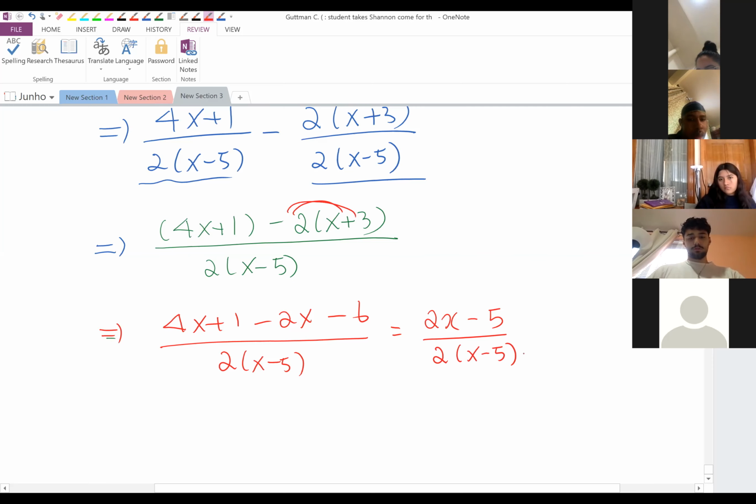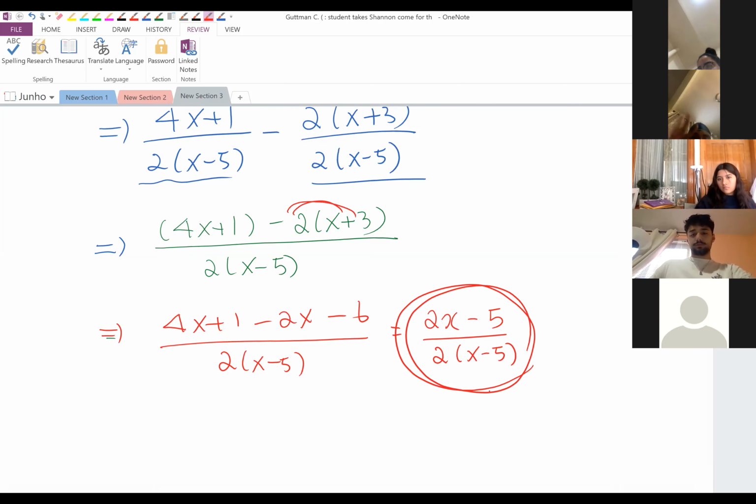I don't see either, so that should be our final answer for combining two fractions. Okay, so let's practice some problems. Page 17.